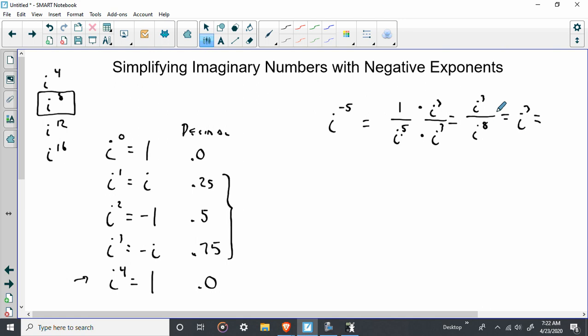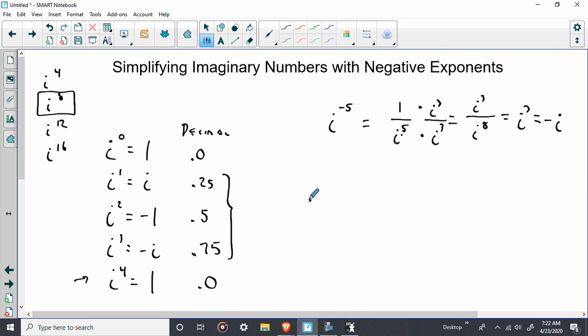But go the extra mile. What is i to the third? Negative i. Okay? So what is the answer to this problem? Negative i. All right? Yeah, it's tricky. I don't know what else to tell you guys. It is hard. You guys are in a high level of math. So let's do a few more.